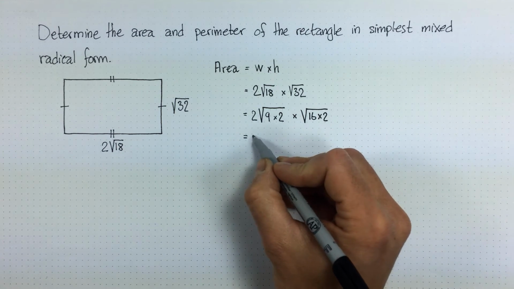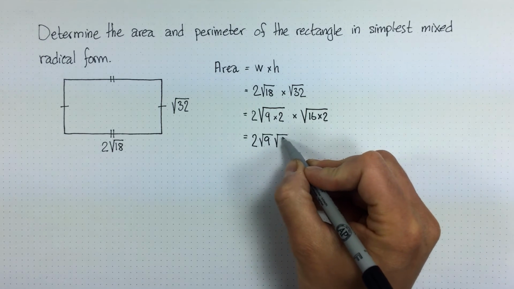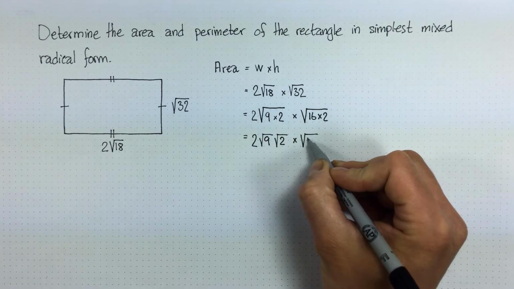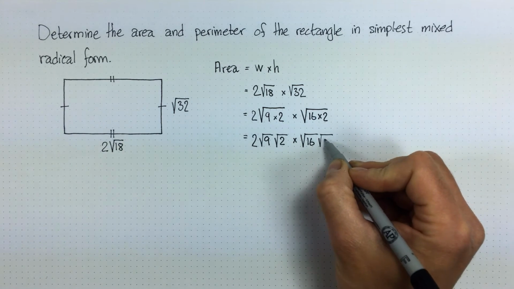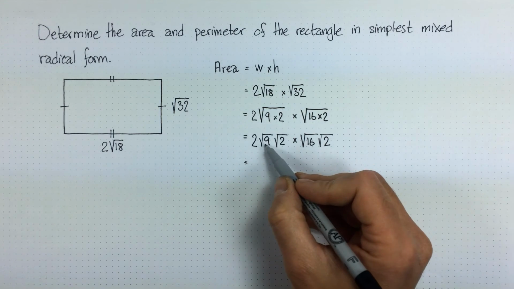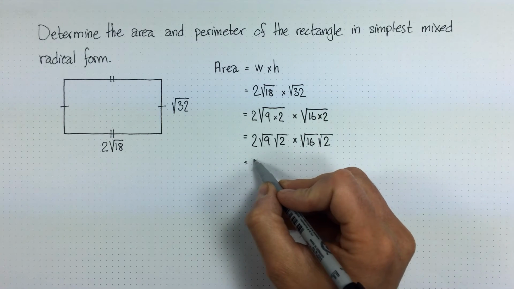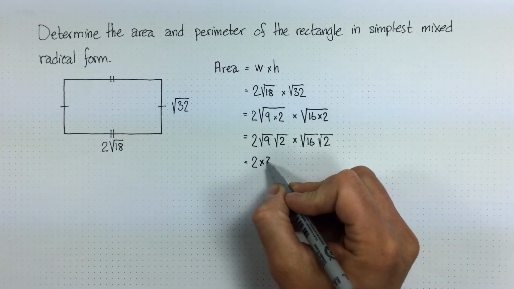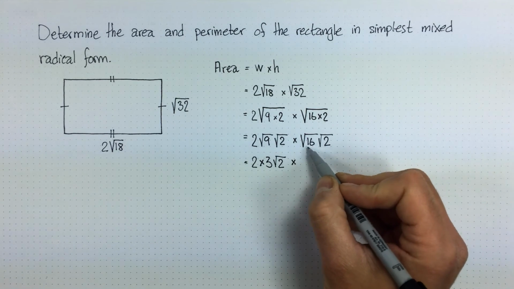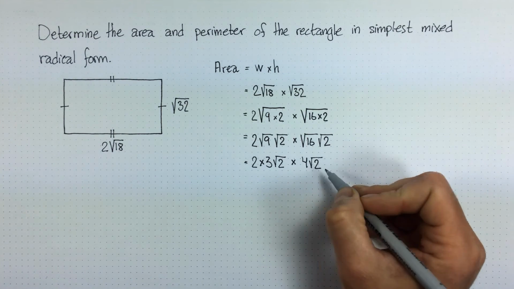Now we can rewrite this as 2 times square root of 9 times square root of 2 times square root of 16 times square root of 2. And now we take the square root of the perfect squares. So square root of 9 is 3. We get 2 times 3 times square root of 2 times the square root of 16, which is 4, times the square root of 2.